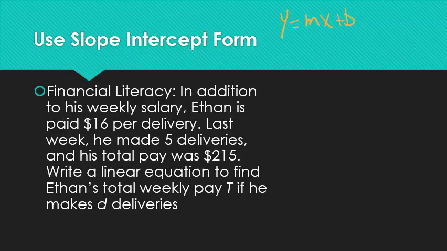Well, in this first sentence, he says, in addition to his weekly salary. So Ethan gets a weekly salary. And then the second sentence tells us that in addition to his weekly salary, he gets paid $16 per delivery that he makes. And then it goes on to tell us that last week he made 5 deliveries and his total pay was $215. Write a linear equation to find the total weekly pay T if he makes D deliveries. So we got 2 variables defined. We got T for total pay and D for deliveries.